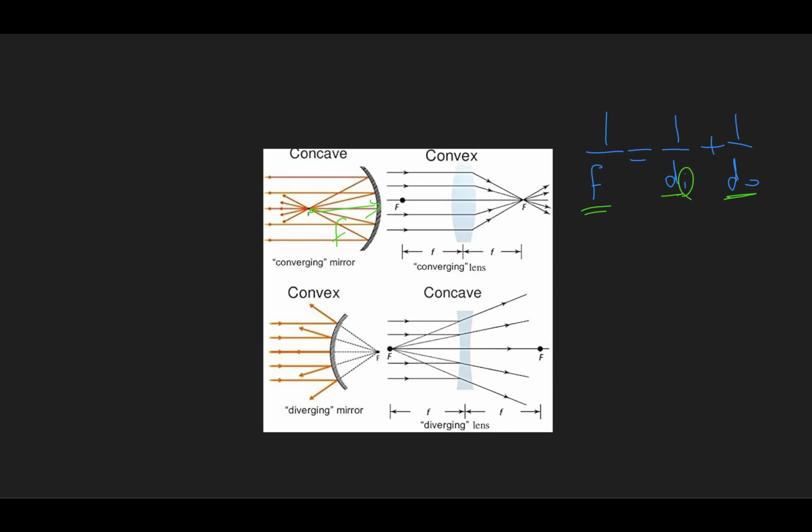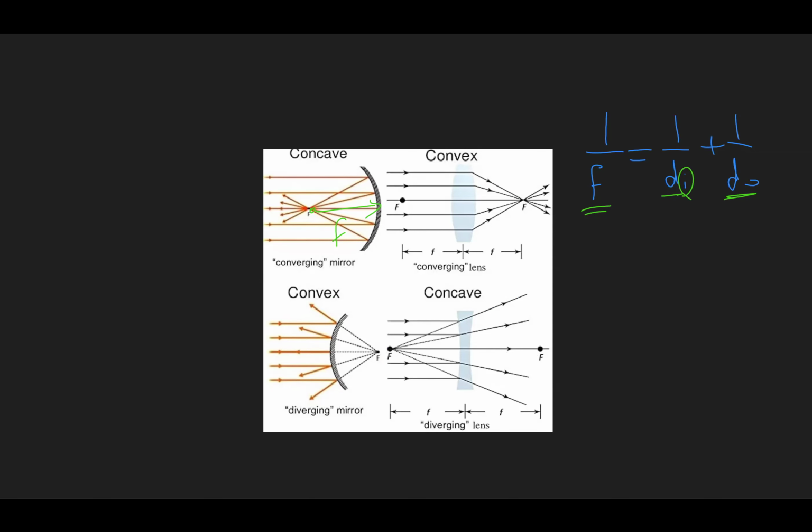1 over F equals 1 over di plus 1 over do. So that means you have a distance for the image, and you have a distance for the object, and you have a distance for the focal point. And twice the distance of the focal point will be the distance to the center, which is the C.